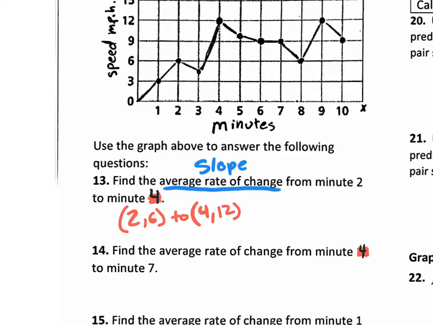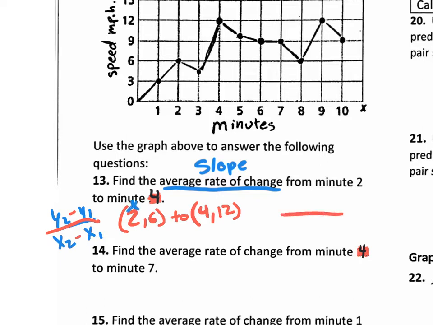And what do we do from there? We find the slope using the slope formula. What is the slope formula? In case you forgot, it's y2 minus y1 divided by x2 minus x1. And I always begin with the division.